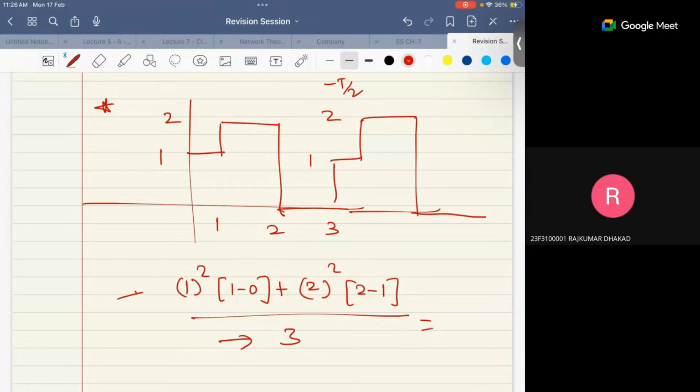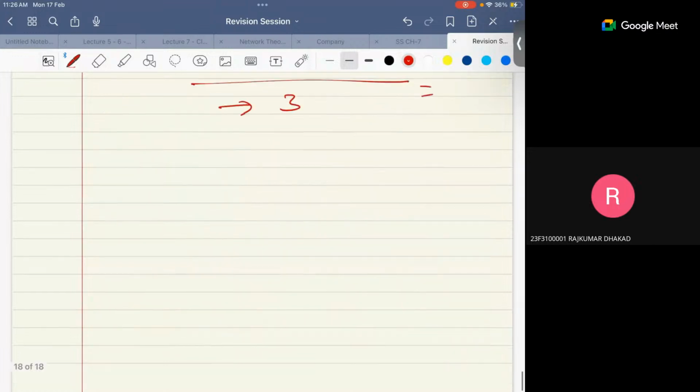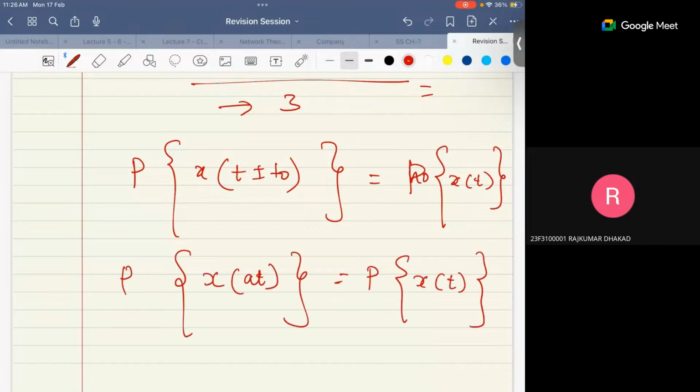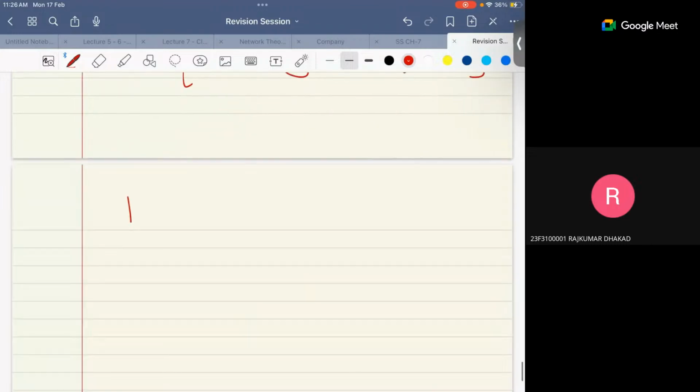Only with the amplitude if you are multiplying. So power for a signal x of t, shifting though there is no change, the power of x(t) itself. Or if you are doing power of x of at, then also there is no change. Only there is a change when you are doing the scaling, k times x(t), then k square times.